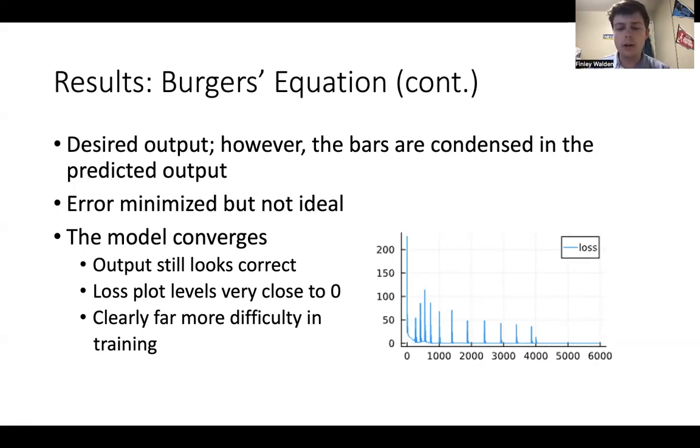The model does converge, but the loss plot is far more interesting. It peaks about 12 times between the first and slightly after the 4,000th iteration. So the loss plot does eventually level out, but the training is far more difficult for the Burger's equation modeling, showing a bit of a difference from the previous ones.